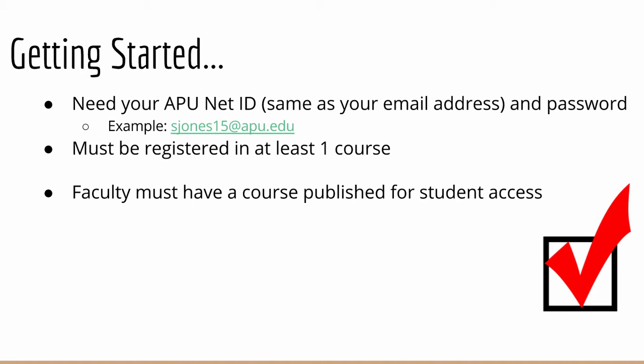You must also be registered in at least one course, and that course must be published for student access. If you don't see any courses within your queue, it may mean that your faculty member has not made the course available yet for your students. In any case, you can contact your instructor if you have other questions about access to their course.